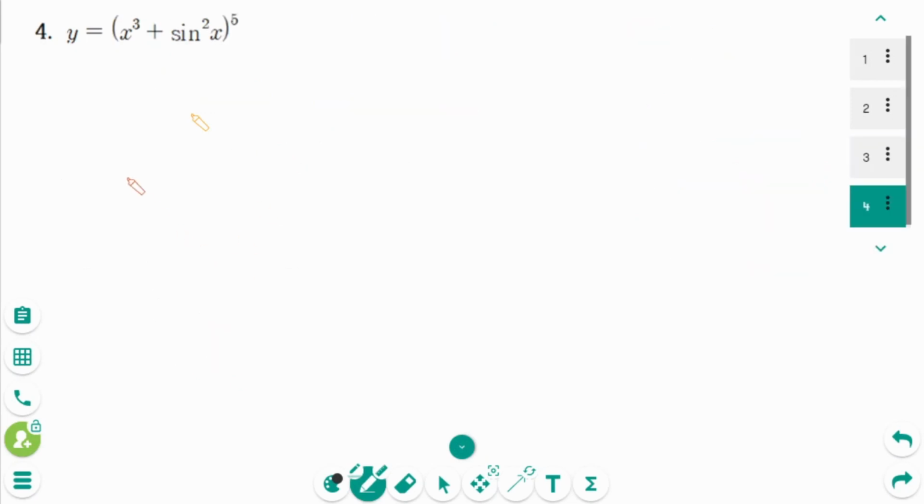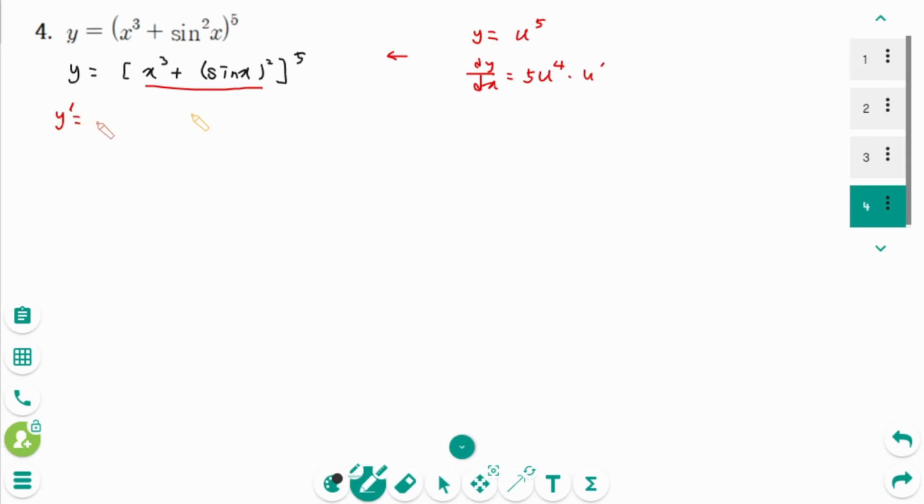Number 4, we can rewrite as y equals x cubed plus sine x squared to the power of 5. Use the general power rule. Think of it as u equals the inner function. So y equals u to the power of 5. Then dy dx equals 5u to the power of 4 times u prime. Then y prime equals 5u to the power of 4 times u prime.